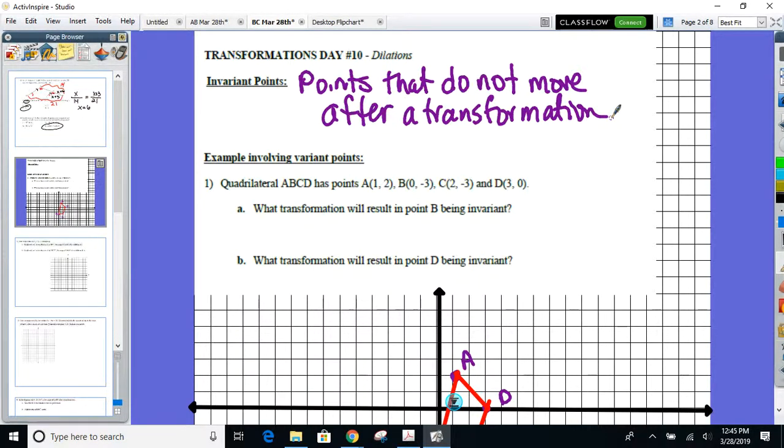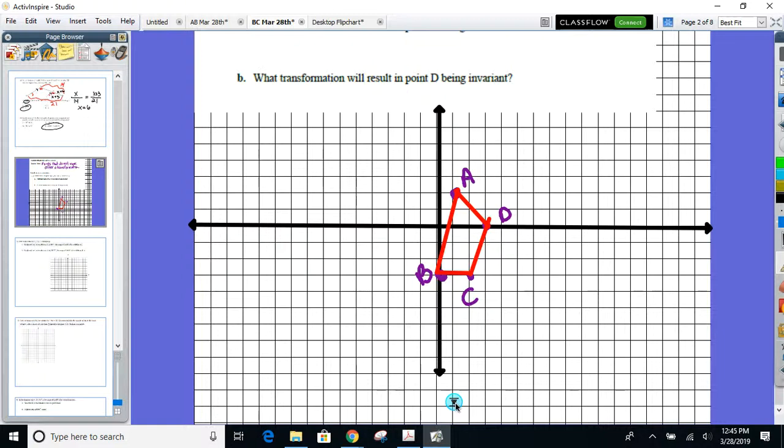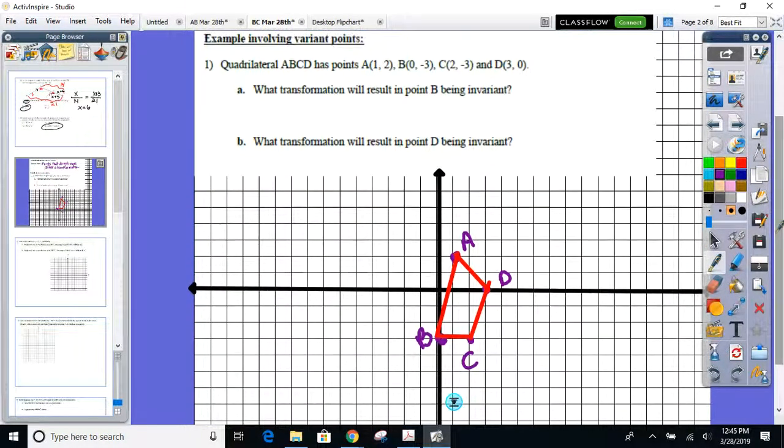So don't call them points that don't move anymore. Call them invariant points. I'm not asking you to graph this. Please don't. I just have it up here, though. Here's what I want to know first. I'm going to say point B. Point B is going to be invariant after I do something to it.